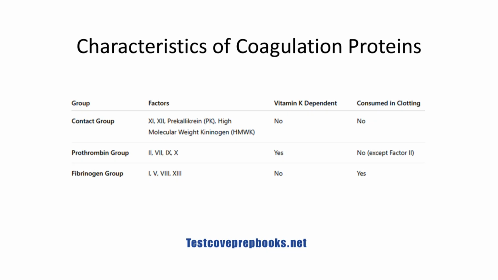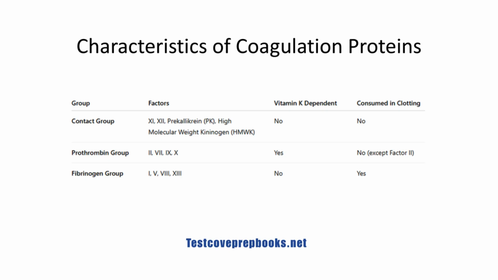Finally, we come to the fibrinogen group. This includes factor I, factor V, factor VIII, and factor XIII. These proteins are not vitamin K dependent. However, they are consumed during clotting. For example, fibrinogen is converted into fibrin, factor V and factor VIII are used up as cofactors, and factor XIII stabilizes the clot through cross-linking.